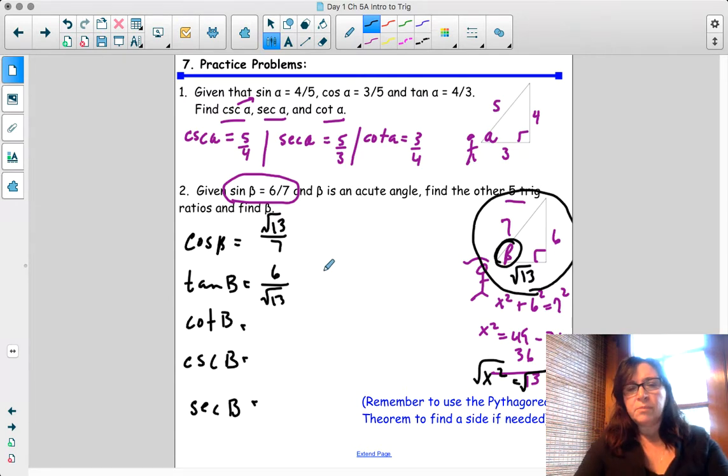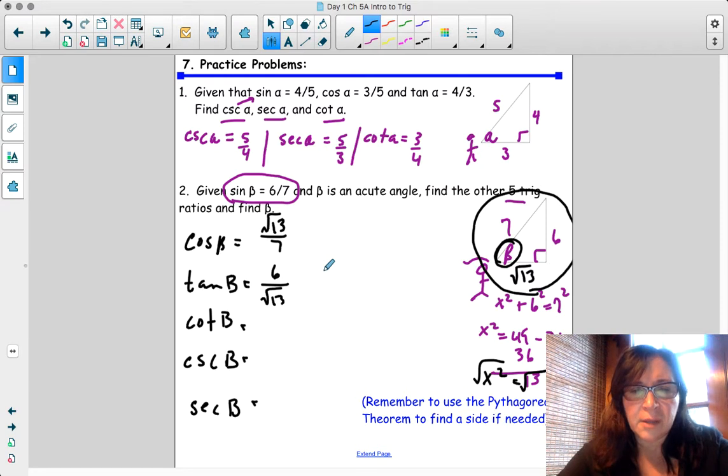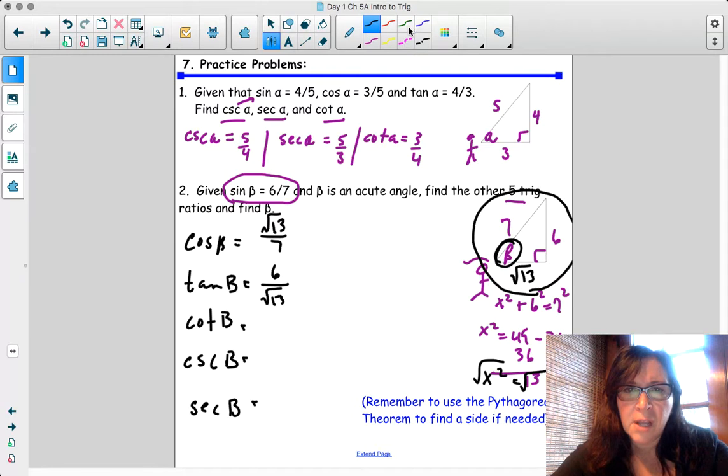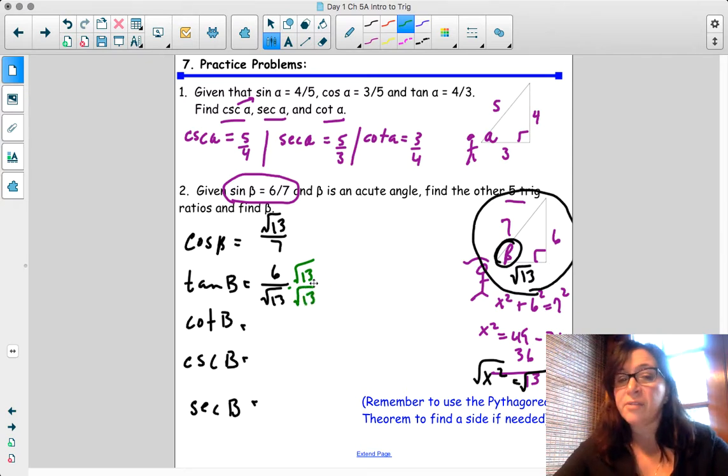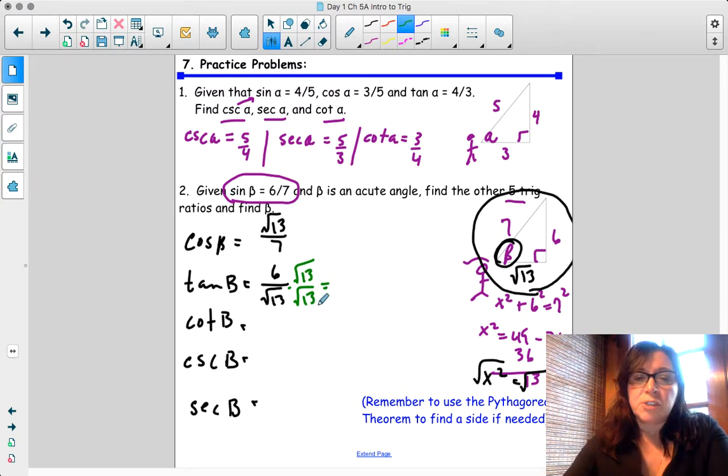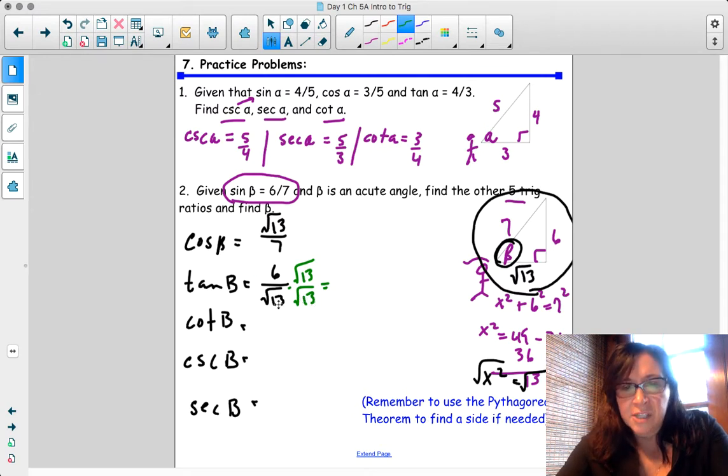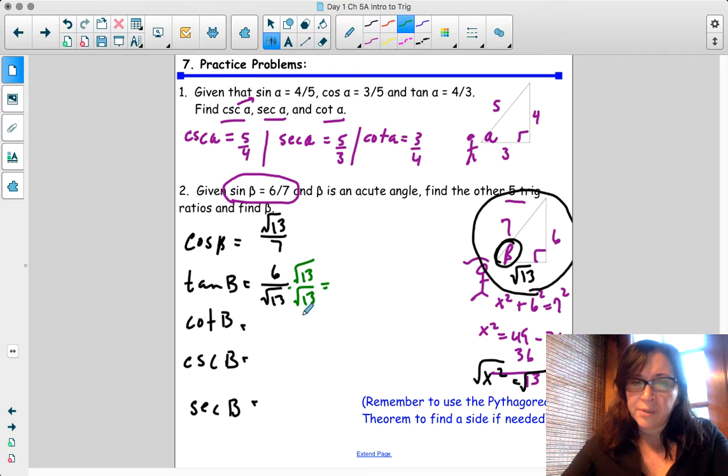Now, just real quick before I move on, most teachers will not allow you to leave a root on the denominator. In order to get rid of a root on the denominator, you multiply by √13/√13, because that is 1. I'm allowed to multiply an expression by 1 without changing the problem. In addition, √13 times √13 is √169, which is 13. So we have 6√13/13.